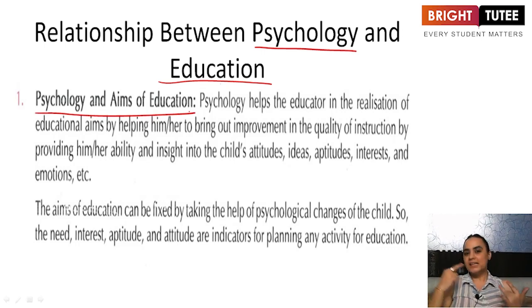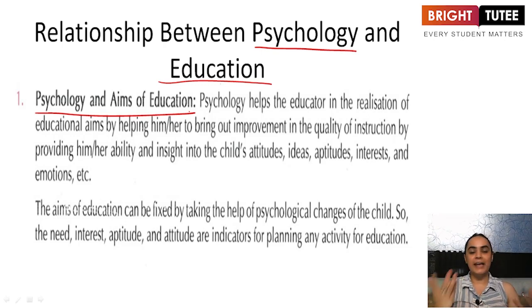How? Psychology helps the educator, the teacher, to understand the child properly so that the child can be taught or dealt with appropriately. This is what psychology helps us with. It teaches us that different kids have different opinions, different aptitudes, different interests and ideas. And we as educators, we as teachers, need to identify that and act accordingly. This is what psychology gives to an educator.